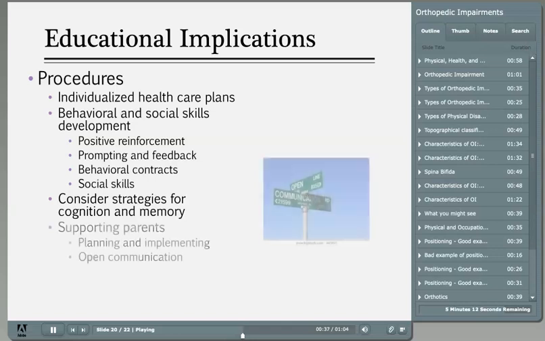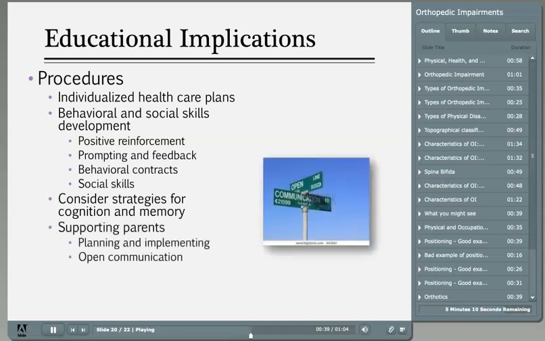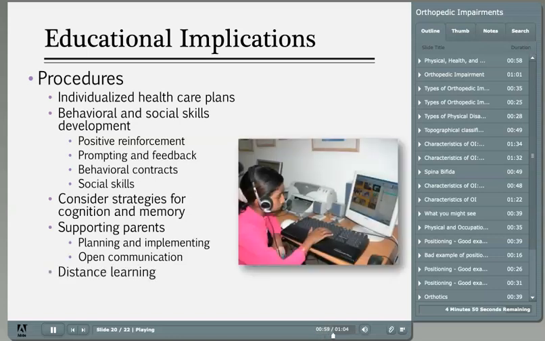Keep parents in mind when planning and implementing instructions, and keep communication open and positive. It may also be important to teach life skills using everyday materials and activities. Teach other students in the class about the conditions of the peers with disabilities. And lastly, because of extended leaves from school, it may be important to consider using distance learning.